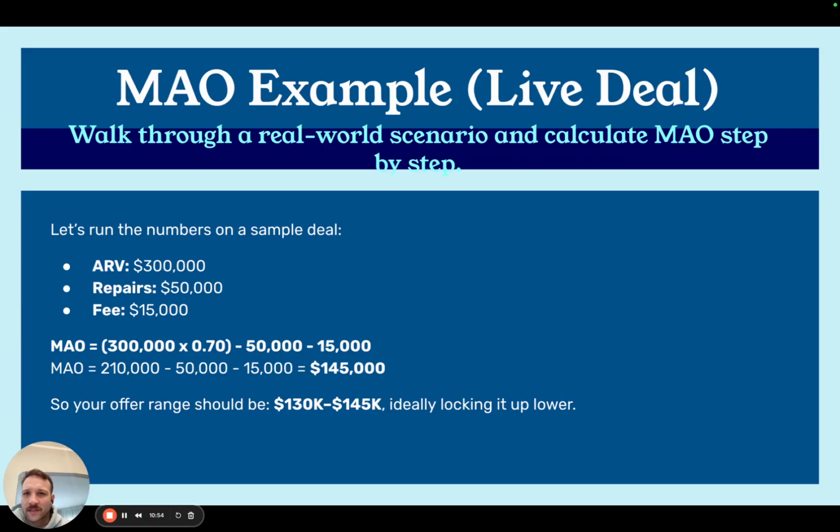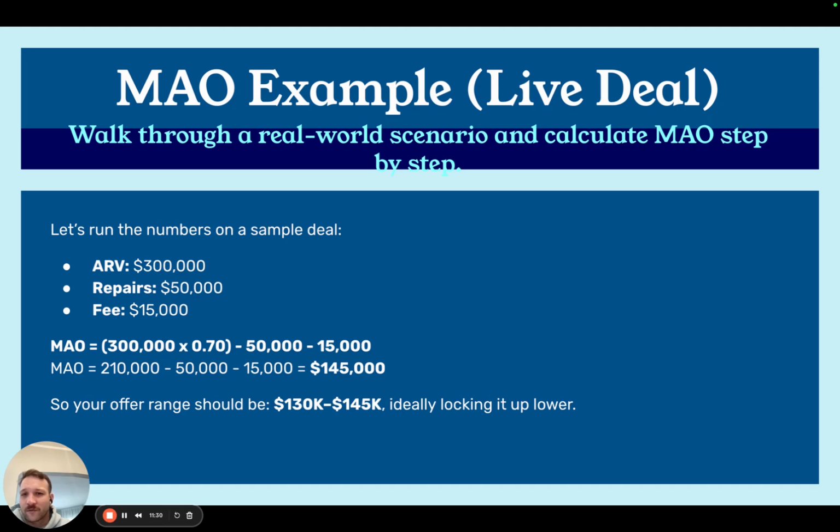All right, so MAO example. Here goes a real-world scenario, and we'll calculate the MAO step by step. Let's run the numbers on a sample deal. The ARV is 300,000, the repairs are 50, and we're looking to make a $15,000 assignment fee. So 300,000 times 0.7 is 210, minus 50K in rehab, minus our 15K assignment fee, is going to be 145. So the offer range should be 130 to 145, ideally locking it up lower.